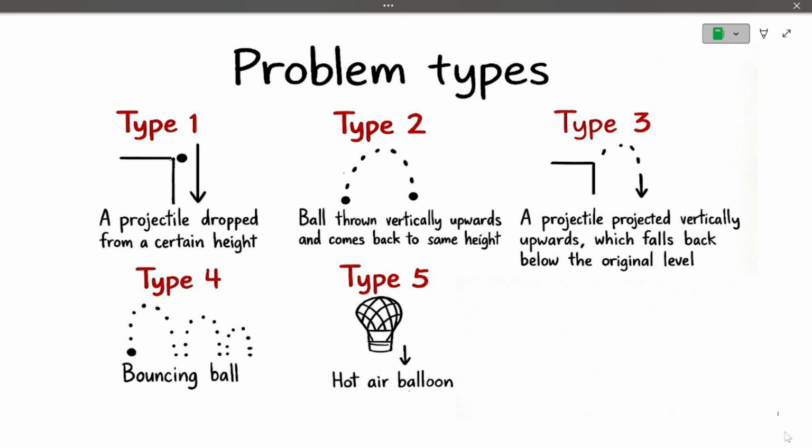Before I start to introduce these problem types, let's start with the definitions that you need to know when you're dealing with vertical projectile motion. There are 2 definitions which are prominent. The first definition is projectile, and the second definition is free fall.